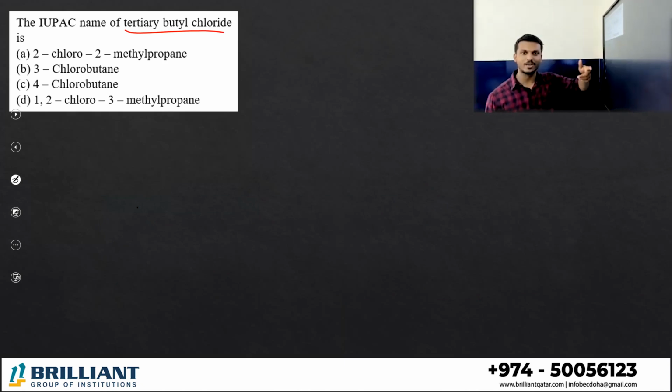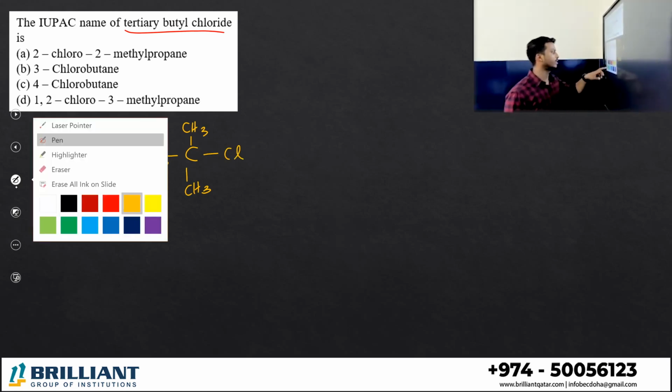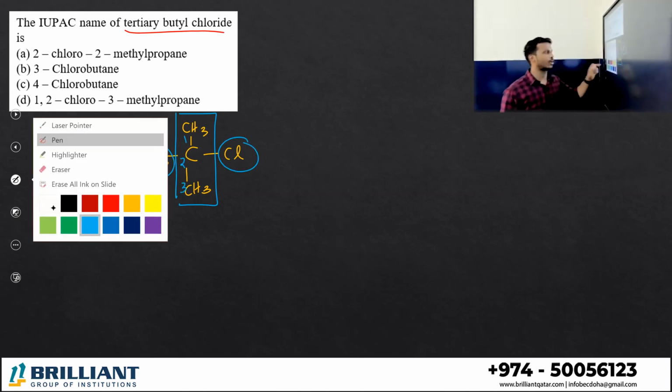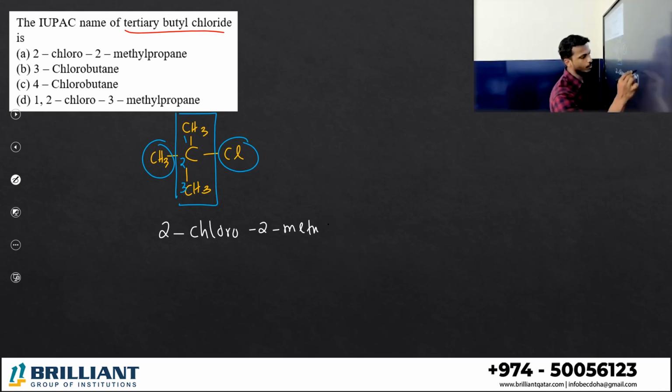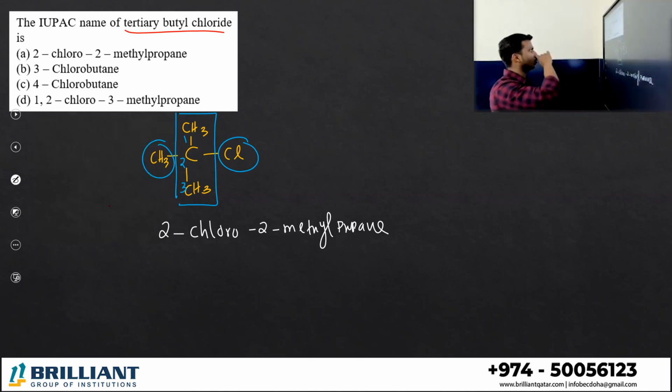What is the IUPAC name of tertiary butyl chloride? We already discussed this in another question in another way. What is tertiary butyl? One carbon connected to 3 methyl groups. This is called tertiary butyl chloride. What is the IUPAC name? Select the longest chain, identify the branches, put the numbers. Second position there is a chlorine, and second position there is a methyl. Therefore, 2-chloro-2-methylpropane. So the answer is 2-chloro-2-methylpropane, option 1 itself. So the common names are important to study.